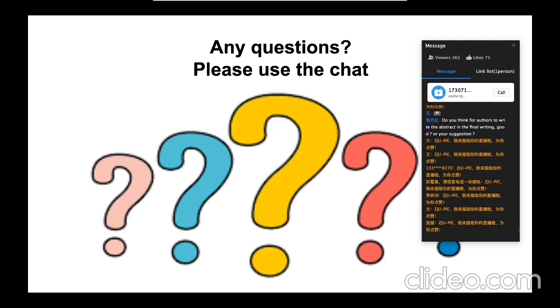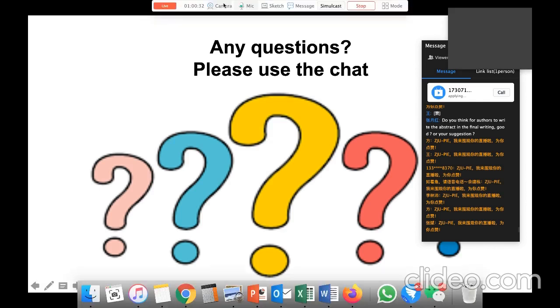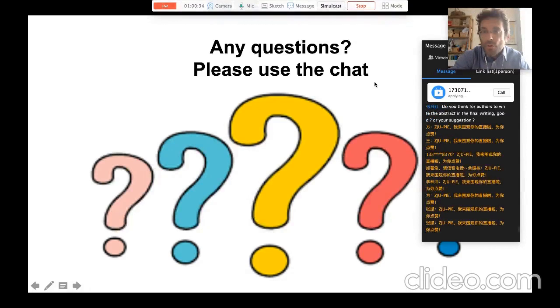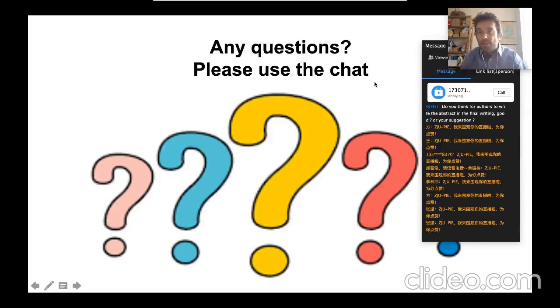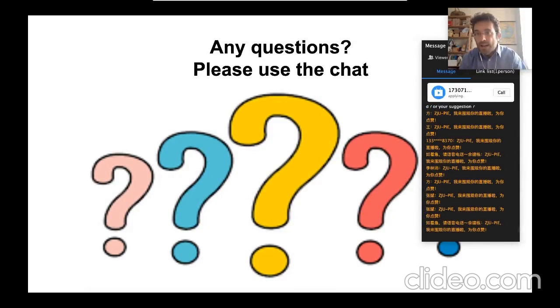Do you think authors should write the abstract in the final writing? Yes, I think that is the best way to go. Write the abstract last. Polish and edit your abstract at the end of the writing process.